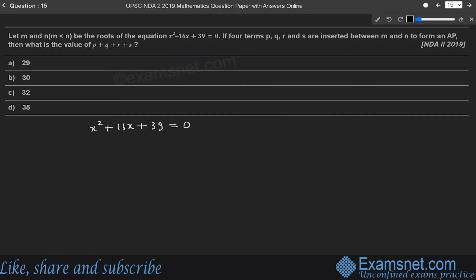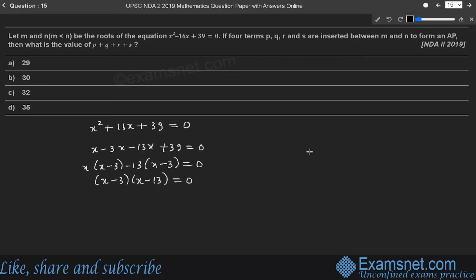So the given equation can be written as x square plus 3x plus 13x plus 39 is equal to 0. Taking x common, remaining terms will be x plus 3. Taking 13 common, remaining terms will be x plus 3. So the factors will be x plus 3 and x plus 13 is equal to 0. So we can say that we have two values for x. Now m will be equal to minus 13 and n will be equal to minus 3, since it is given that m is less than n.